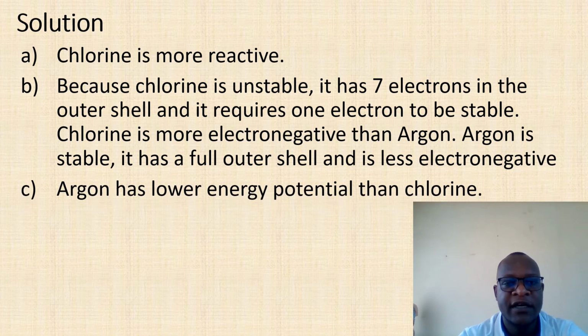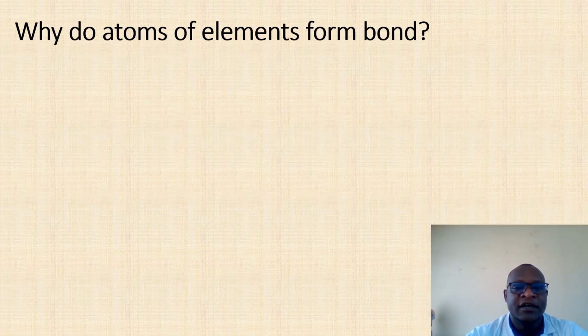For the last question, we see that argon has a lower energy potential than chlorine. Let's move on to the next part.